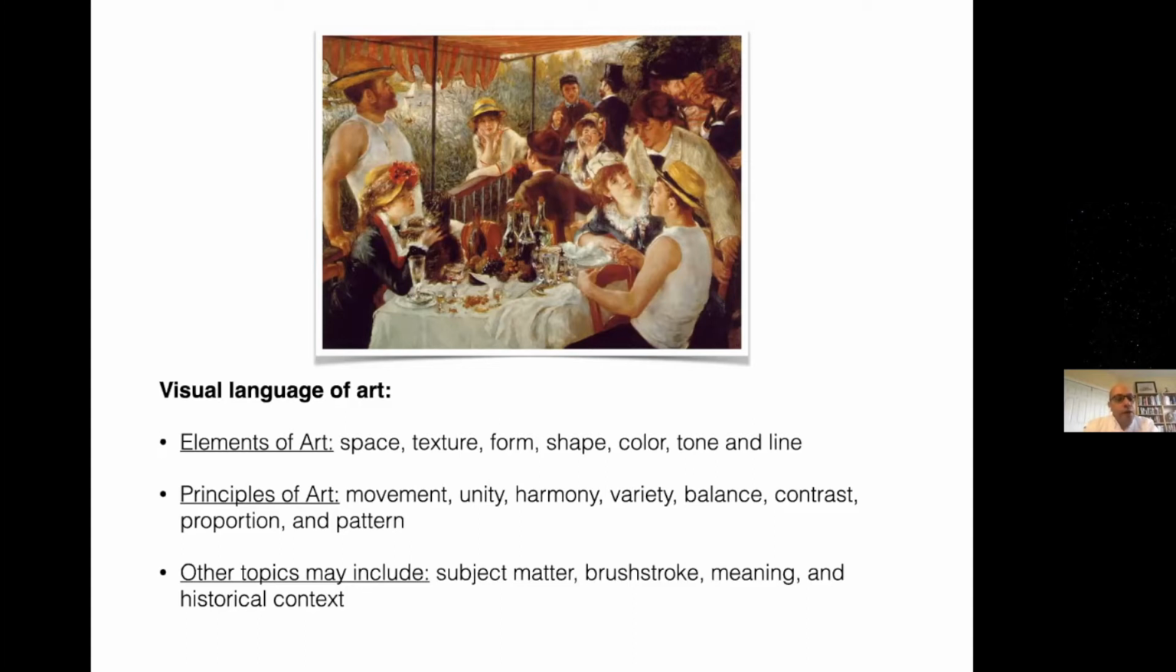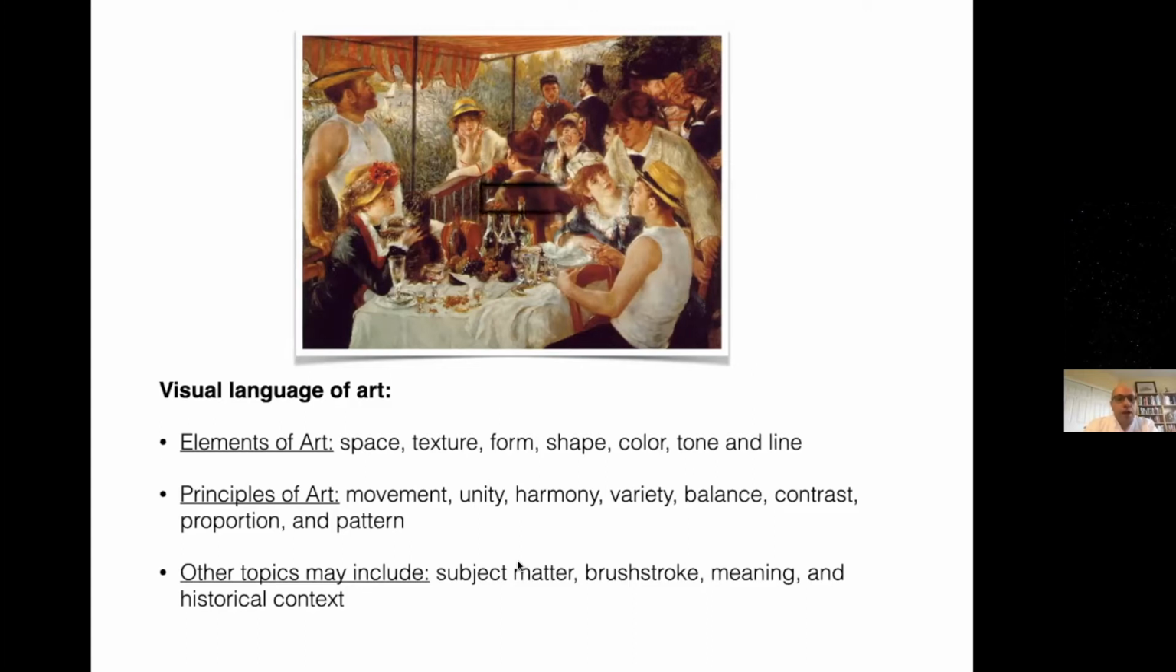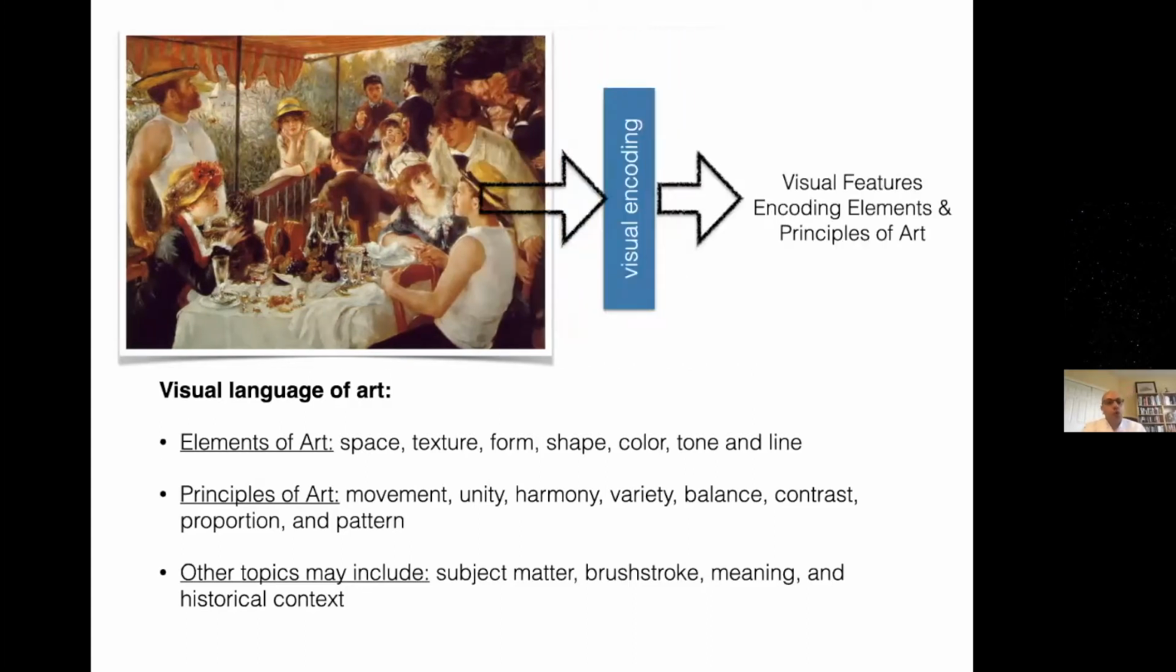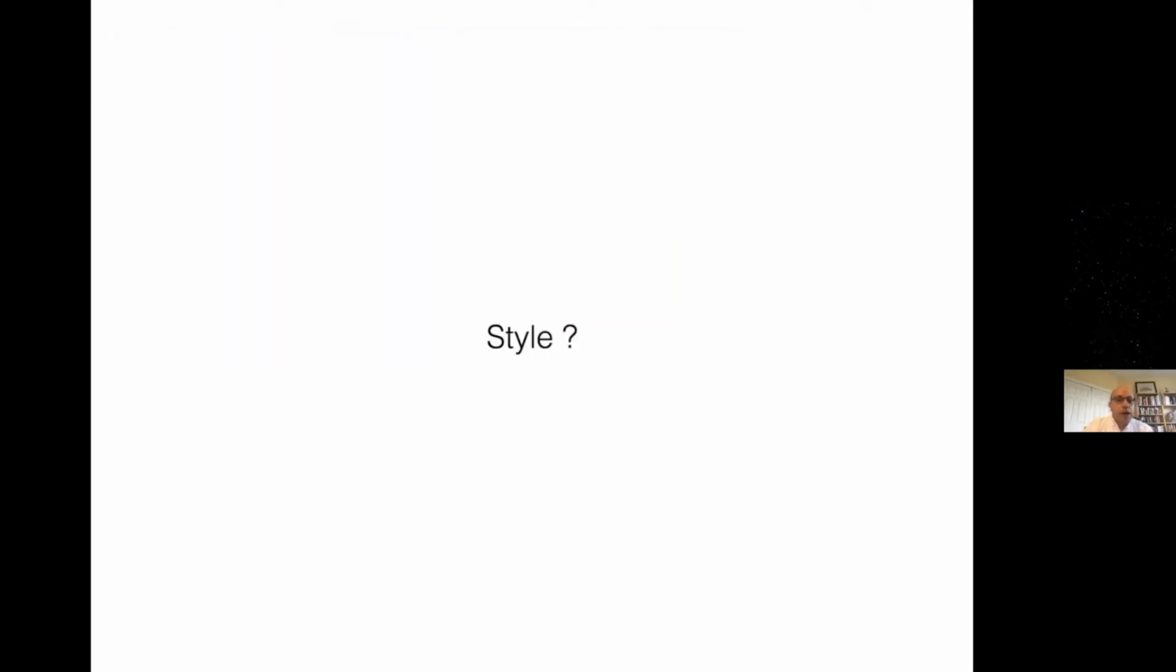Our goal in the last few years has been to try to quantify each of these elements, and we have done a lot of work on quantifying each of them. How to do visual encoding of the image in order to be able to quantify these elements and principles of art. And in particular, one of the very, very important things in art is the topic of style.